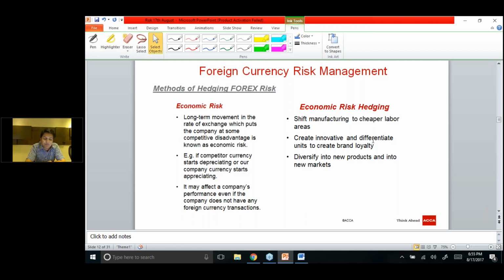Create innovative and differentiated products to create brand loyalty. Create such innovative or differentiated products that even investors buy your products at higher prices. Diversify into new products, create new products which your competitor has not created, and diversify into new markets where your competitor is not present. So that's how you're going to tackle the economic risk.